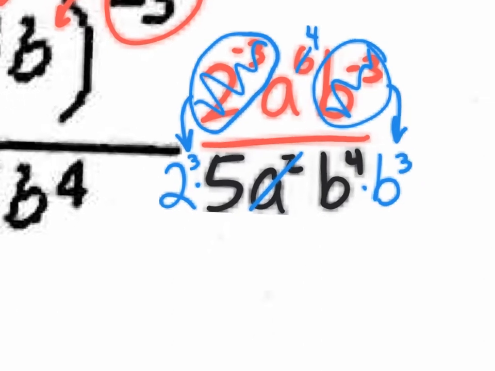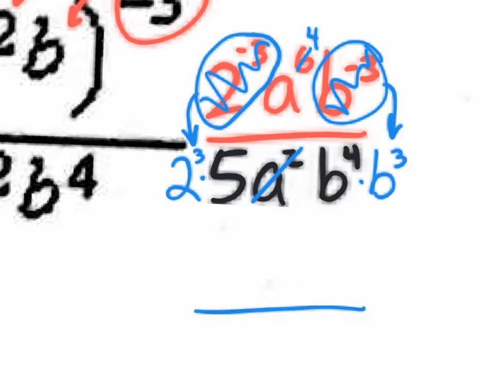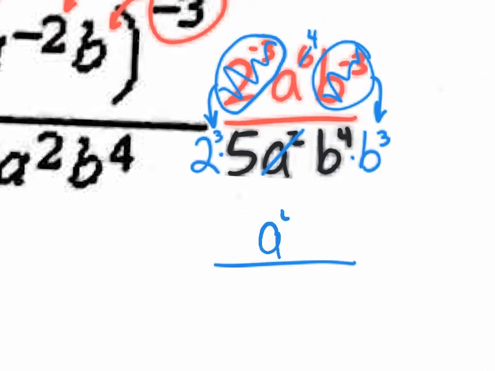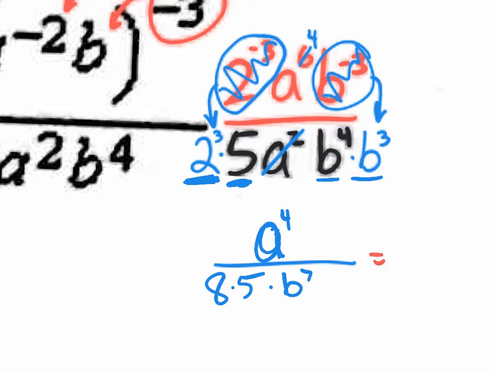And now, as you can see, it's getting really ugly. So I would like to rewrite what I have so far. Down here, what do I have left up on top? A to the 4th. And on the bottom, what do I have left? That's 8 times 5, because there's a 5 here. And then b to the 4th times b to the 3rd is b to the 7th. You add exponents, that was rule 1. So my final answer will be a to the 4th over 40 b to the 7th.